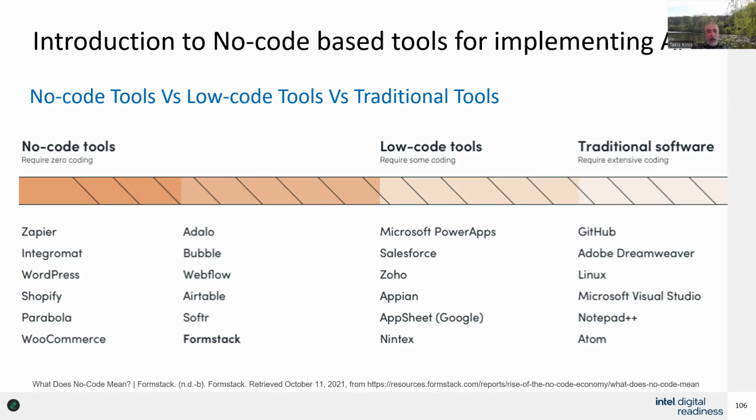But Dreamweaver is for writing web pages. GitHub is for storing code on the web. Visual Studio and Visual Studio Code are coding engines. Notepad++ is just a text editor, and Atom is just a text editor too. But there's lots of tools, right?